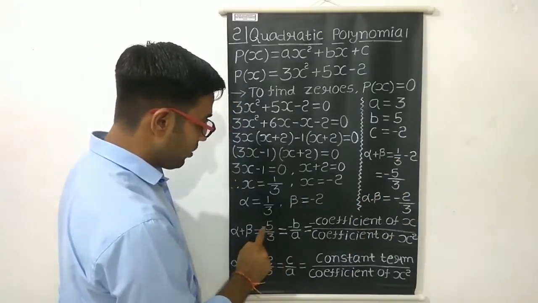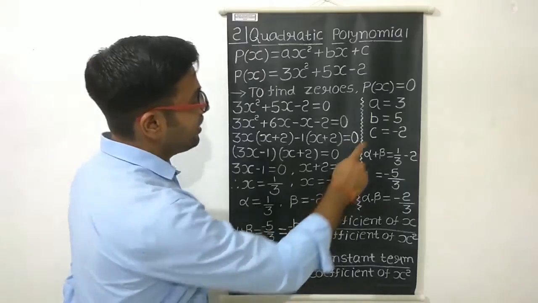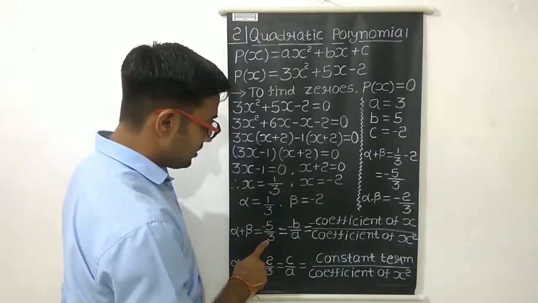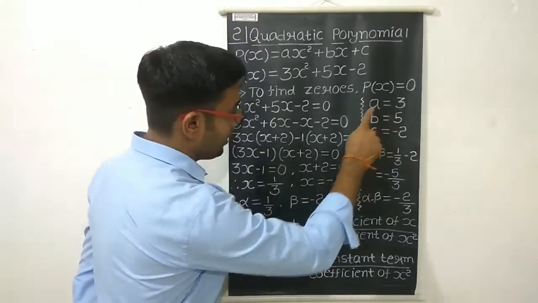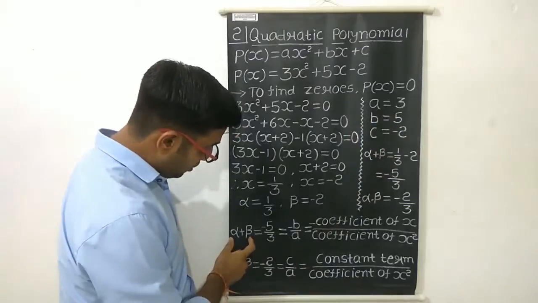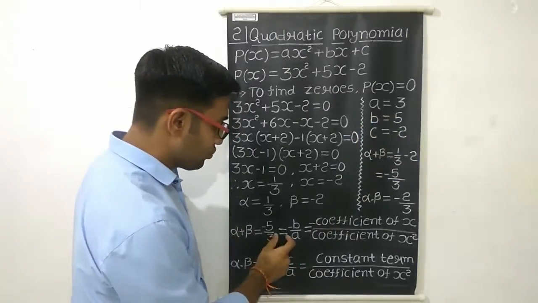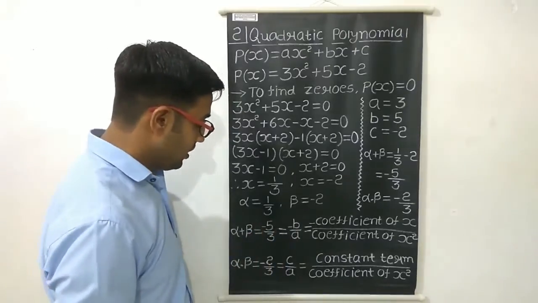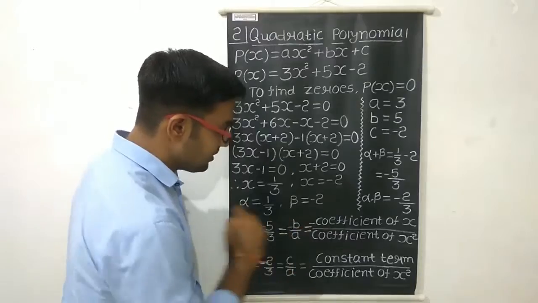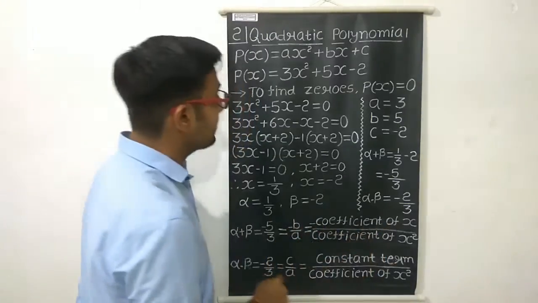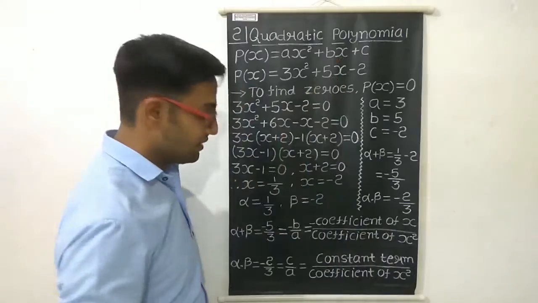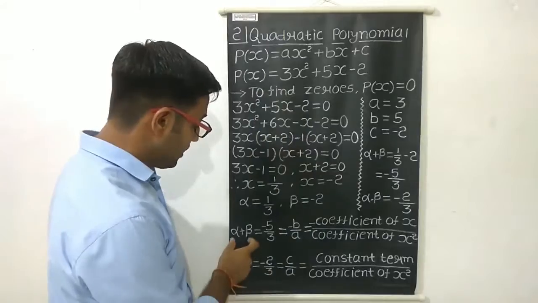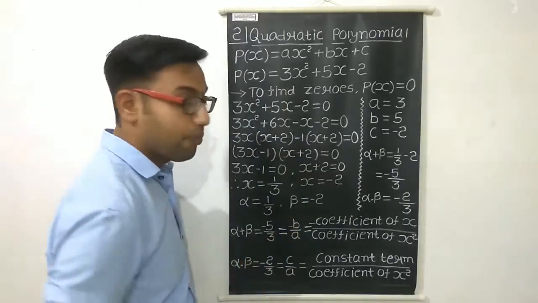is equals to, now what is 5? You can see that 5 is the b. We can put down it as b. What is 3? Instead of 3 we can write down a. So the relation alpha plus beta is equals to minus b upon a. This minus sign remains as it is. So what is b and what is a? B is the coefficient of x. See here, b is the coefficient of x. And what is a? Coefficient of x square. So this is the first relation. Alpha plus beta is equals to minus b upon a.